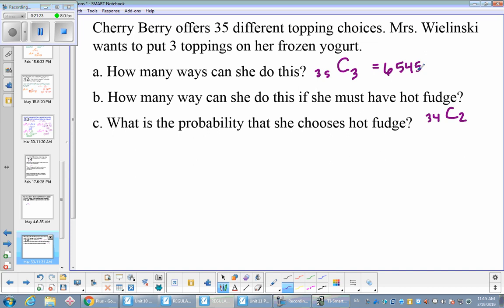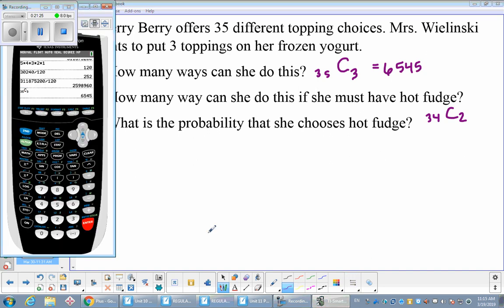So you have 2 different options. You can use the button. Again, it's under math, and then scroll over to PRB or prob. And there's the P, the C, and the exclamation point.